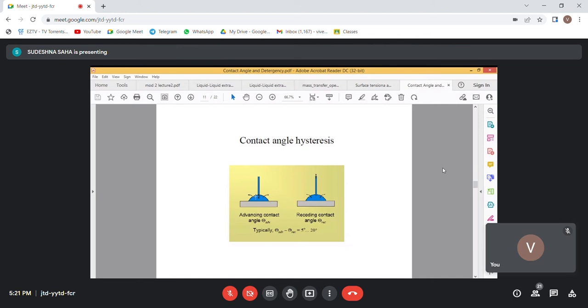Now, usually, if everything remains constant and nothing changes, then this advancing contact angle has to be equal to the receding contact angle, but that is not the case. You will see there will always be a contact angle hysteresis due to different parameters like obviously the surface roughness, surface heterogeneity, and then obviously the cohesive and adhesive forces. So for all these things, you will always see a contact angle hysteresis, which is usually between 5 to 20 degrees.